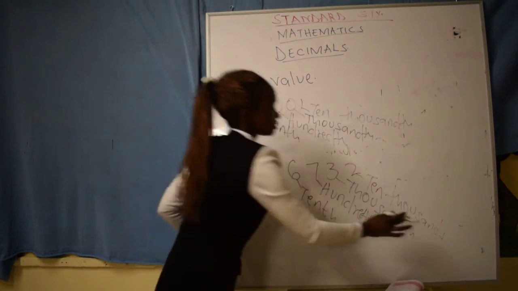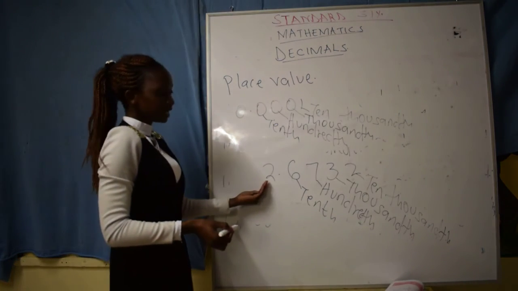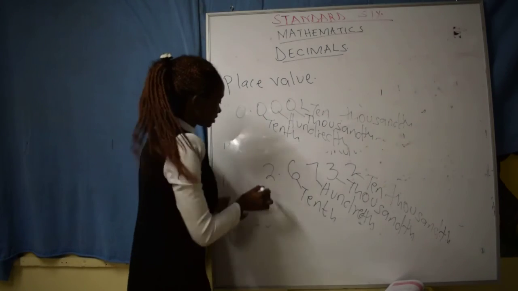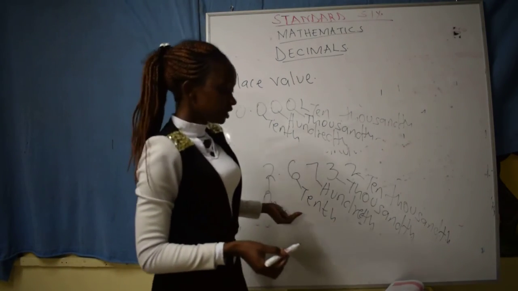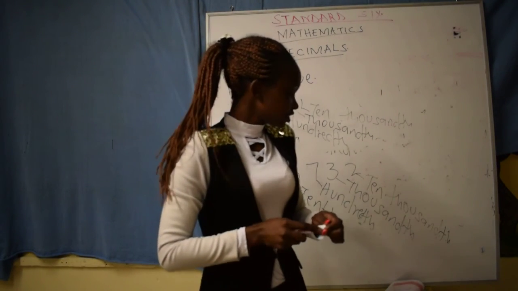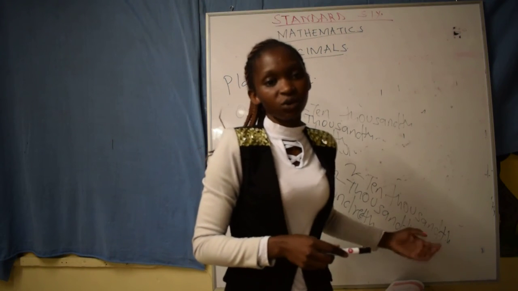How about on the left side? The first digit is always ones. Very good. Ones. So, having known that, in our next lesson, I'm going to introduce and teach about rounding of decimals, having known their place value.